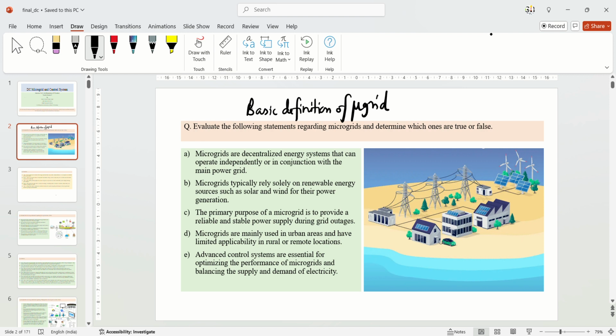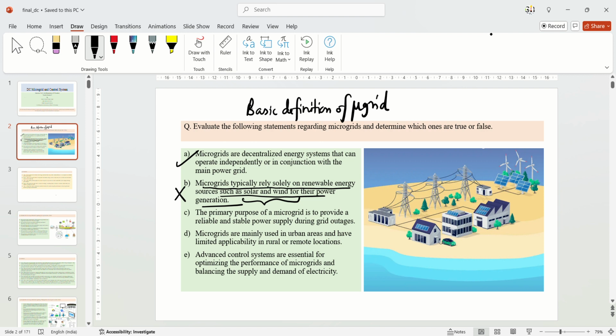Okay, let me give the solution for this question. Just read out what the statement is telling. The first statement says microgrids are decentralized energy systems that can operate independently or in conjunction with the main power grid. That is true, because it's a decentralized energy system which can be operated independently or in conjunction with the main power grid. The second statement says microgrid typically relies only on renewable energy sources such as solar and wind for their power generation. That is false. It is not only related to solar and wind.